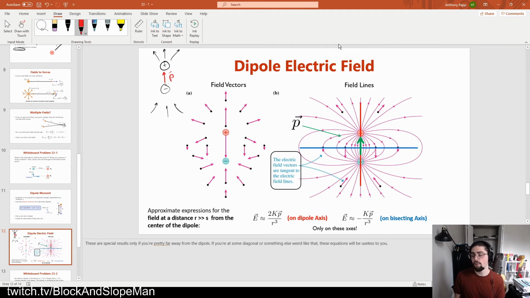But anyways, we have two very special equations for dealing with dipoles, right? If we are on the axis of the dipole, so this red line that cuts through both charges, we can say that the electric field is 2 times k times that dipole moment p over r cubed, and that's not a typo. Or if we're on the bisecting axis that splits right through the middle and separates the charges, then it's negative kp over r cubed. And it's an r cubed because we've got a positive and a negative charge right next to each other, and they are counteracting each other. They cause a little bit of an issue.